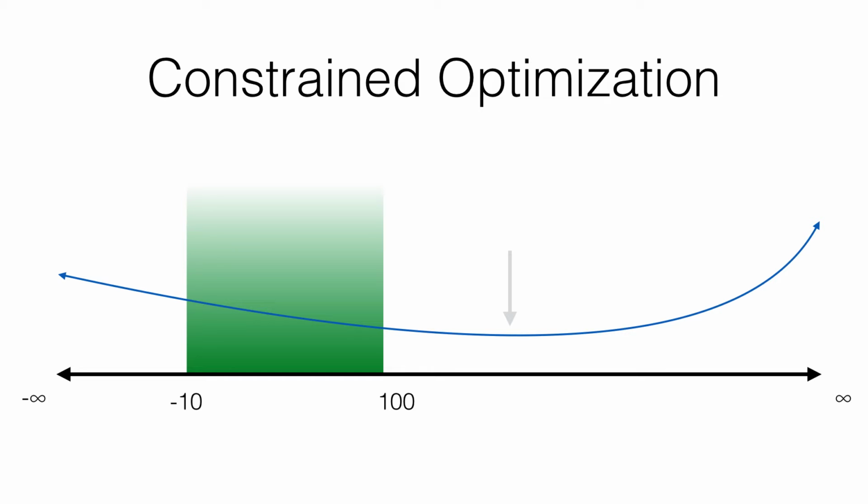These are totally arbitrary numbers I made up. Now the original solution, which I've grayed out on the screen, is no longer a valid solution. It's greater than 100, so we can't use it anymore. The actual solution in the picture now would be this point here on the right edge of the allowed space.